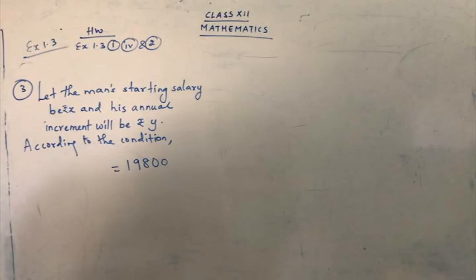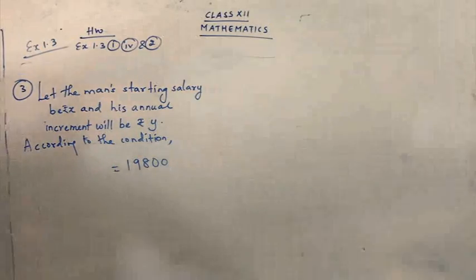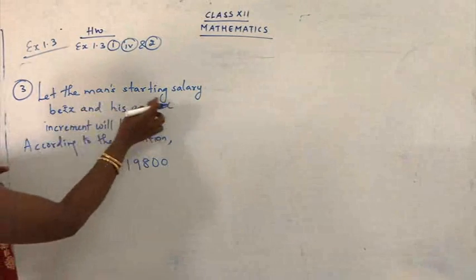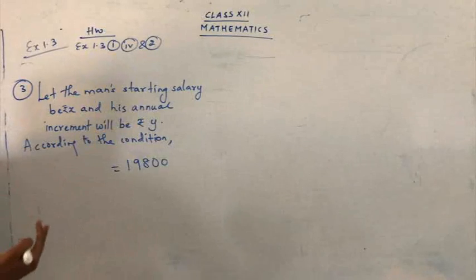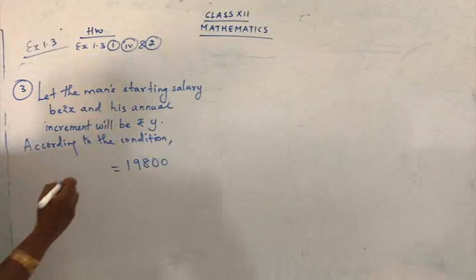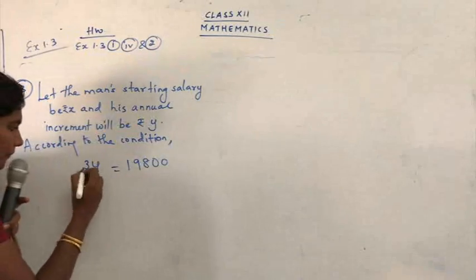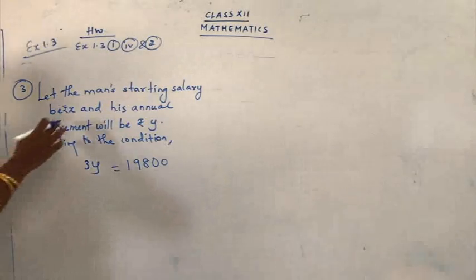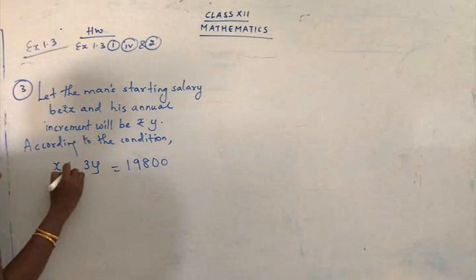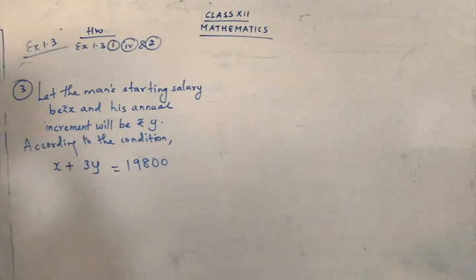of service. That is after 3 years. See here, 3 year annual increment deals with the year, yes, annually. So after years, year by year, what will be the increment? So now after 3 years, so 3 years means 3Y. Okay, Y deals with the increment annually. So just take here 3Y, and the starting salary we are just taking here X. So this is X plus 3Y is equal to 19,800.